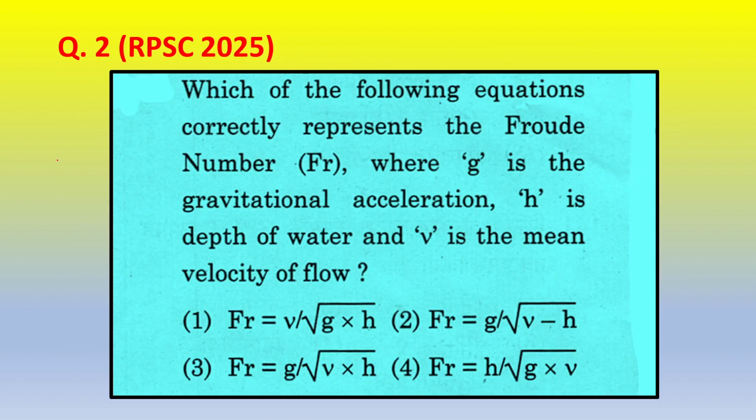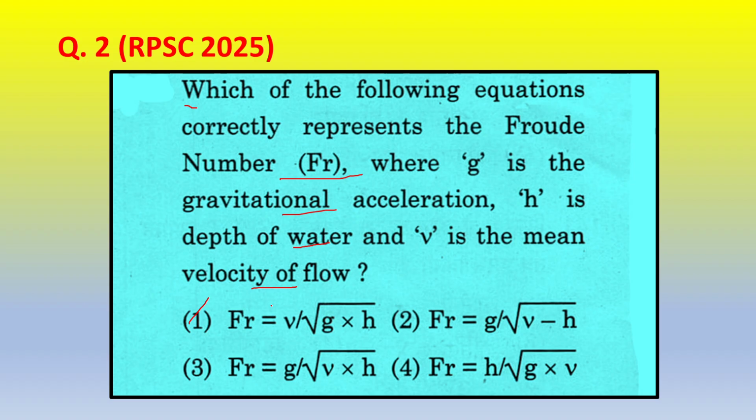Okay. Then next question. Which of the following equations correctly represents the Froude number, where g is the gravitational acceleration, h is the depth of water, v is the mean flow velocity? So Froude number Fr is equal to v by root over gh, or √(gh) you can say.